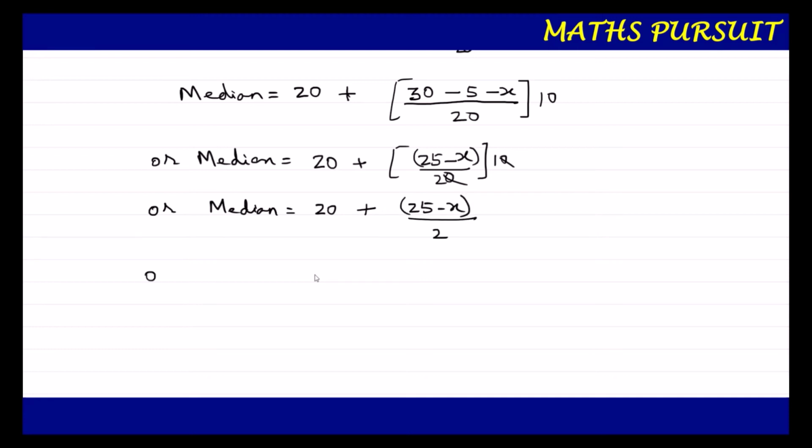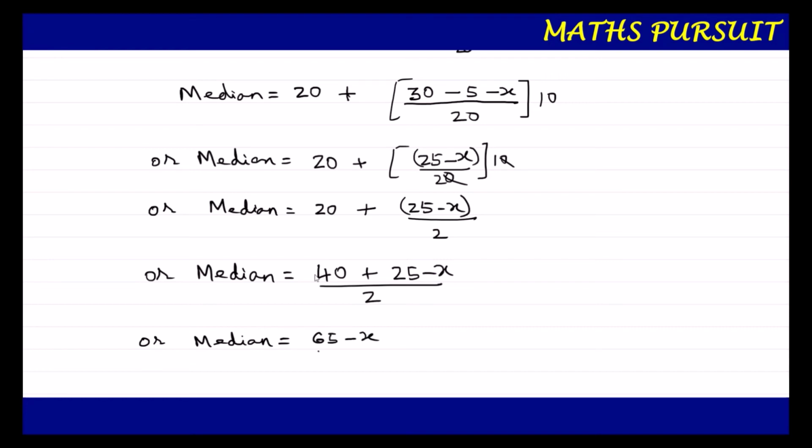Median is equal to, taking the LCM as 2, 40 plus 25 minus x upon 2. So median is equal to 65 minus x upon 2. Till here, I believe we all are very clear. So what we got? We got here median is equal to 65 minus x upon 2.